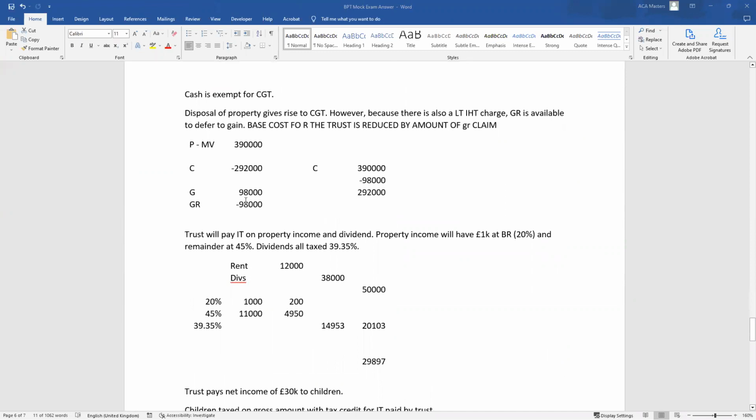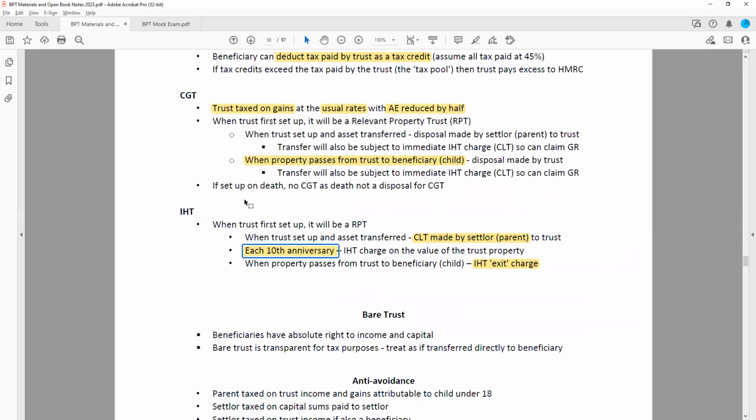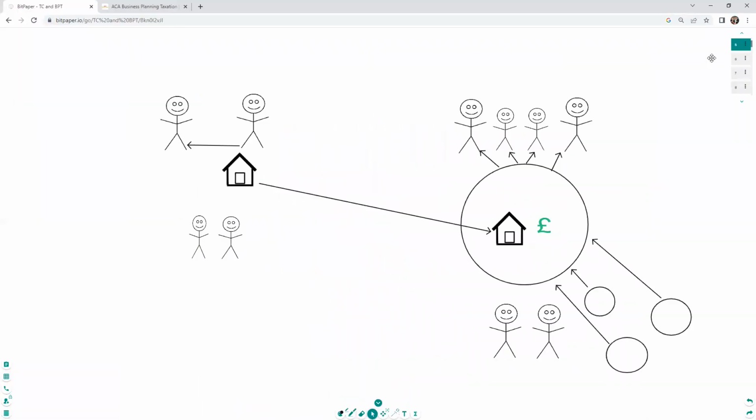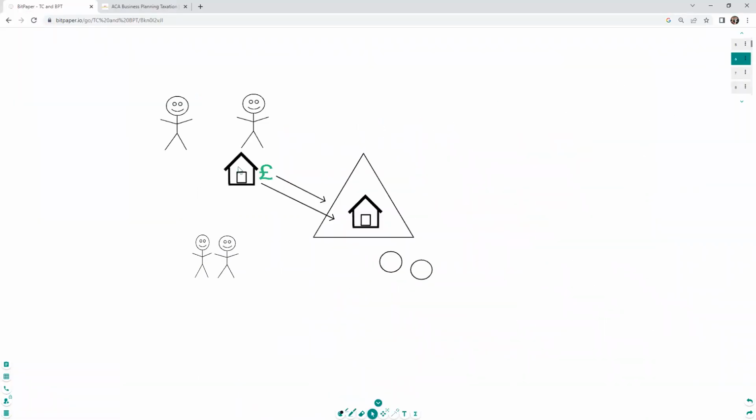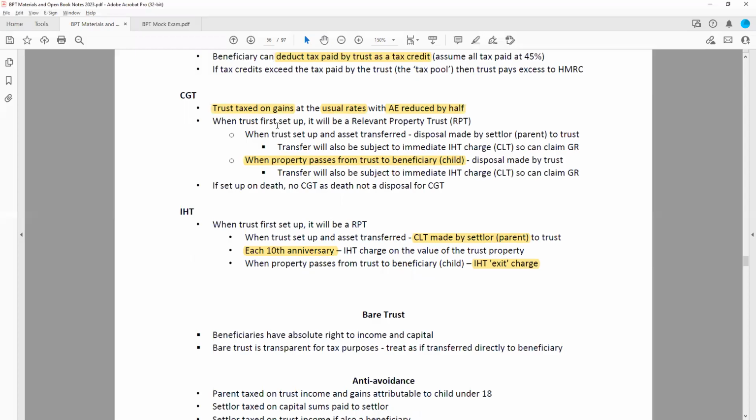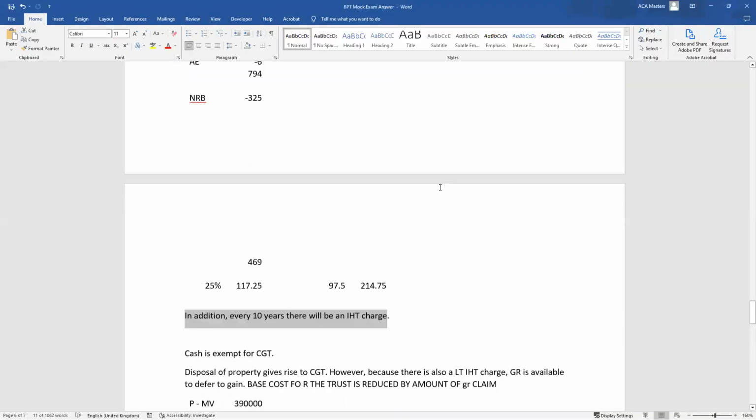So then we also had CGT. Because they were transferring one of the assets subject to CGT, the property, as we discussed previously, when it was transferred into a company, there's going to be CGT to pay when it's transferred in. But with the trust, because there was an IHT charge as well, the CGT was deferred. So actually, when it was transferred into the company, the CGT was payable.